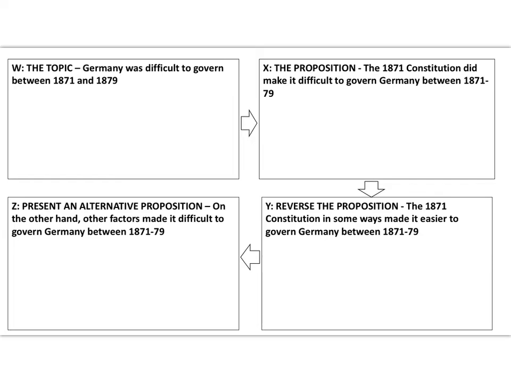My advice would be get a big sheet of paper, an A3 piece of paper, and put those four boxes on it exactly as I've shown you there. So you take topic, proposition, reverse the proposition.